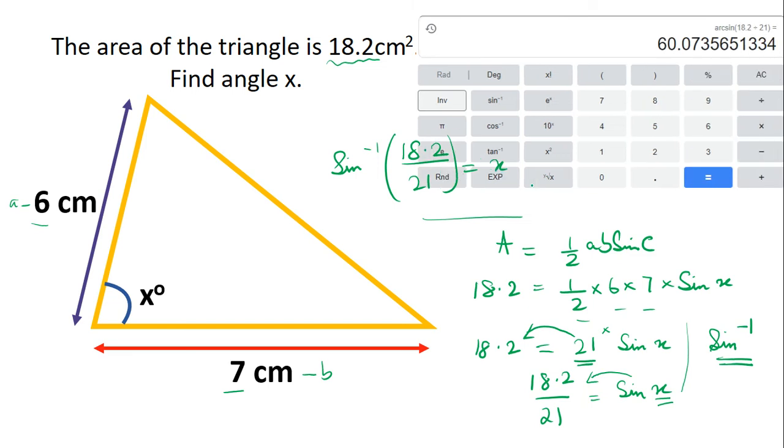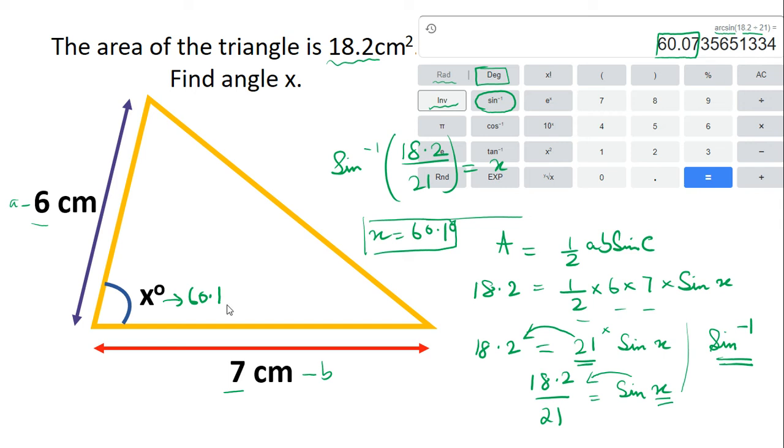If I check that on my calculator, make sure that you click this INV, that is the inverse, and in that you select the sine minus 1 or the sine inverse. One important thing: your calculator should be set to degrees unless asked to give the answer in radians. When you click inverse and sine minus 1, you have something like arc sine 18.2 divided by 21, which gives me 60.07, or I could just write it as x equals 60.1 degrees. So this is my angle here, which is 60.1.